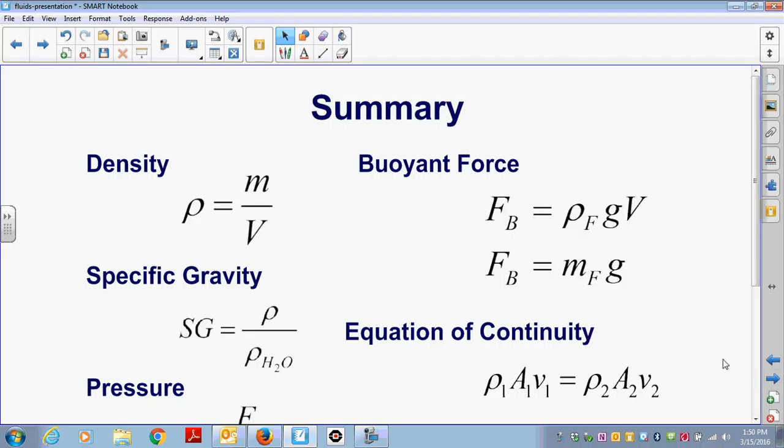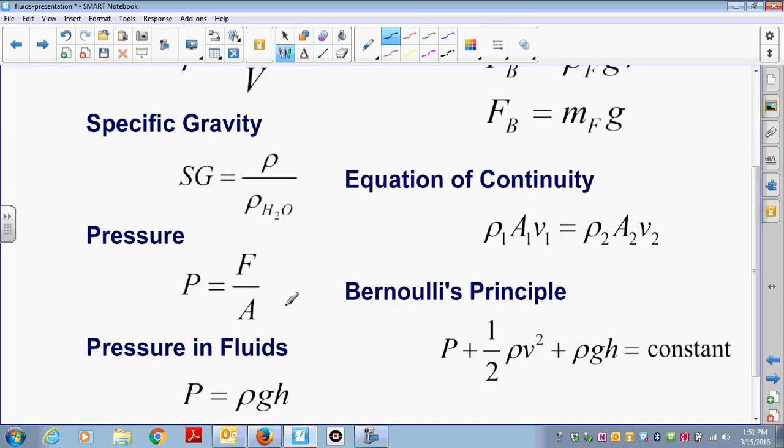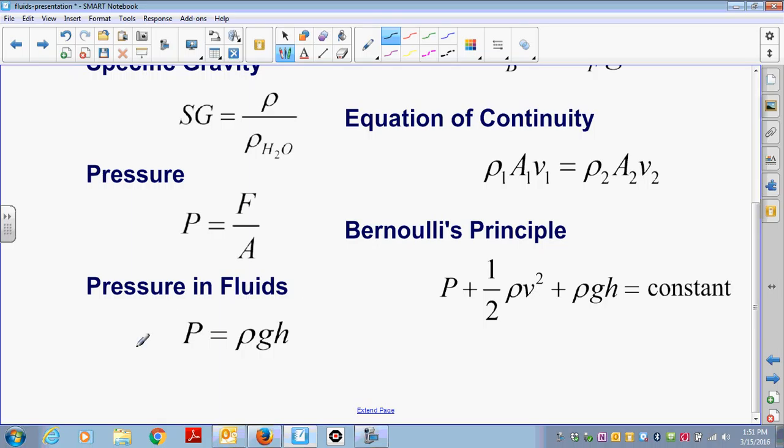Let's go ahead and summarize all the equations we learned in this unit. The density is equal to the mass per unit volume. We know the specific gravity is the ratio of the density of the object with the density of water. Pressure was defined as the force per unit area. We know that the pressure in fluids is rho g h.